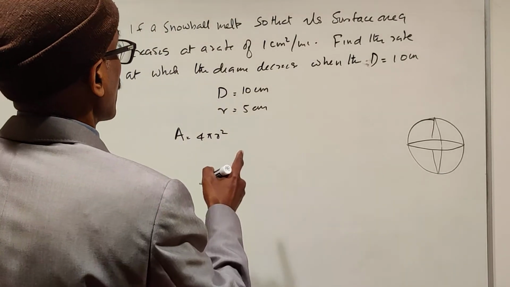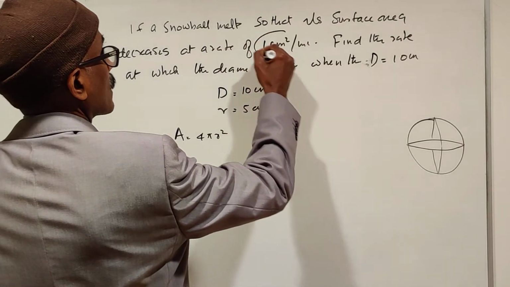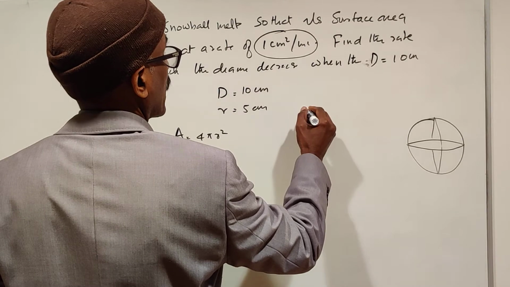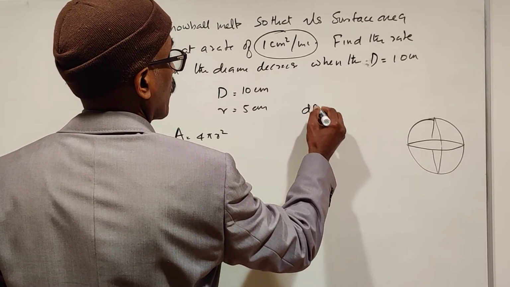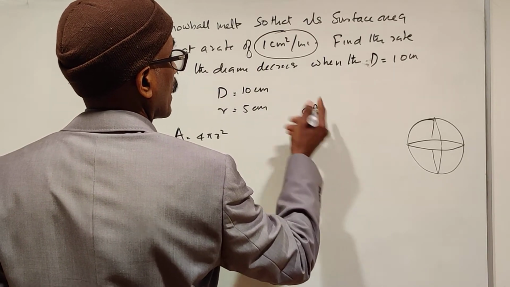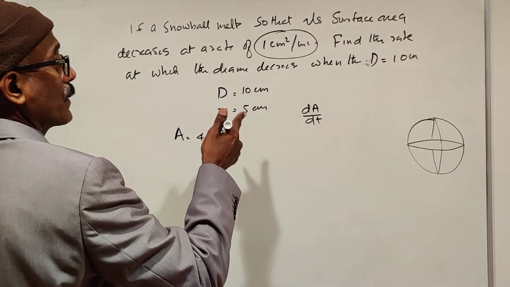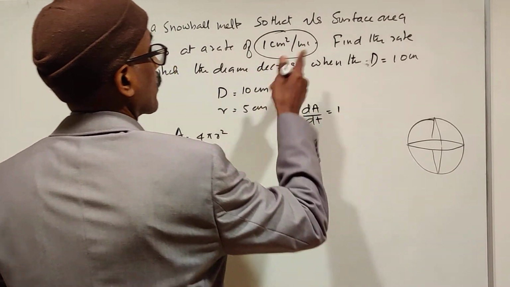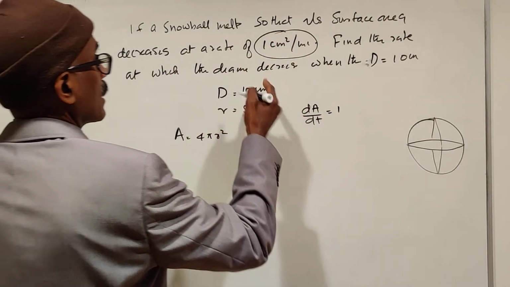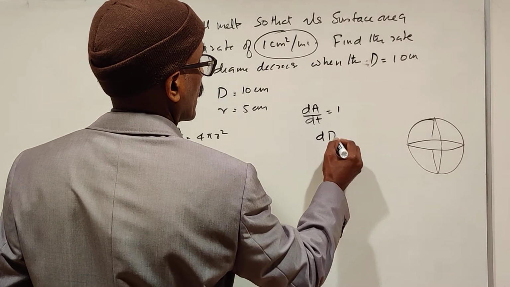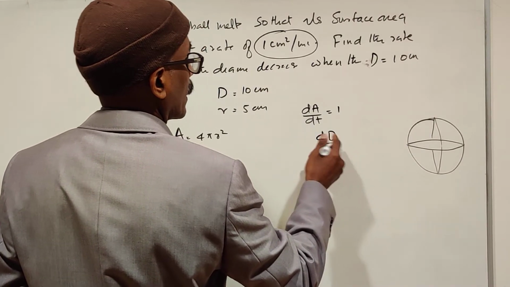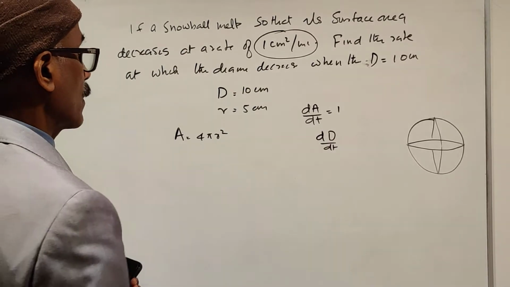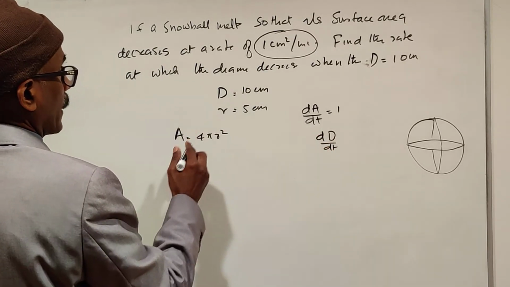Okay, differentiating both sides. What are the given quantities? What is 1 centimeter square per minute? That is dA by dt. Rate of change of surface area with respect to time is 1 centimeter square per minute. Find the rate at which the diameter decreases. We need to find out dD by dt, rate of change of diameter with respect to time.